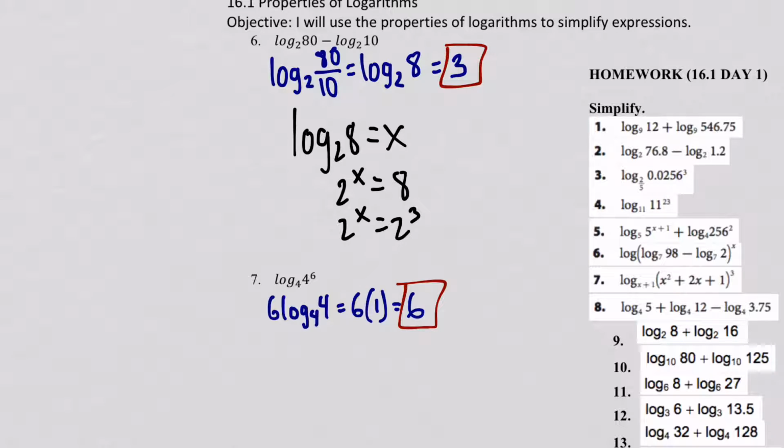Number 7 is much simpler. What I did in number 7 is I took the 6 and I brought it to the front to write 6 log base 4 of 4. See that? All I did was take the 6 to the front. And then I remembered the property. It's in your tables up there with the definitions. Anytime you have the log with the same base and the same input number, here base 4 of 4, that's just 1. It's always going to be 1 regardless of what these numbers are. As long as these two numbers are the same, you're going to get 1 every single time. So that means it's just 6 times 1, which is 6. Done.